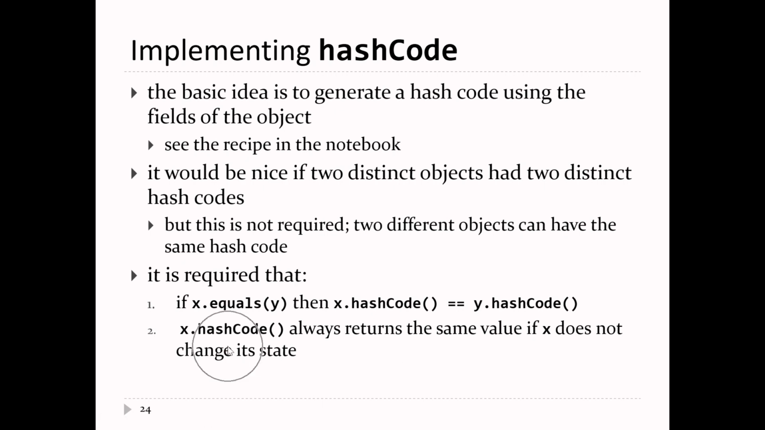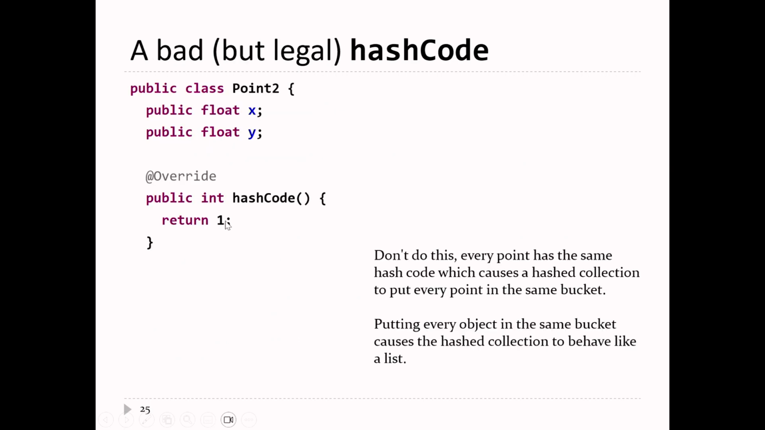Furthermore, hashCode can't be random, so you can't have any sort of randomness in your hashCode method. It always has to return the same value as long as the object never changes its state.